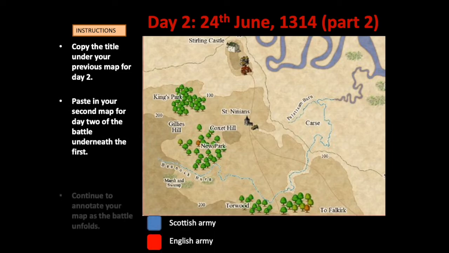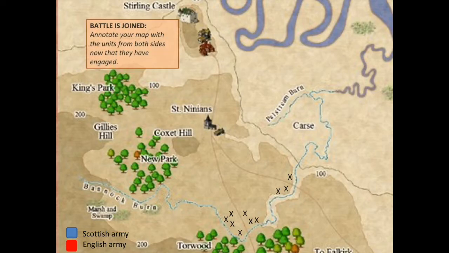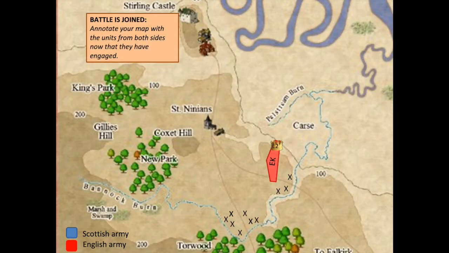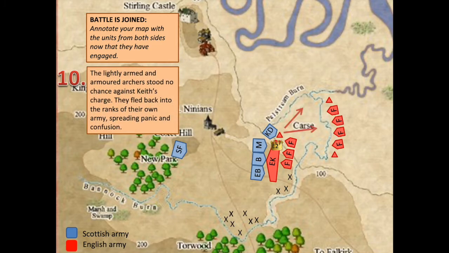So we're going to begin with the same 2 colours as we've been using before, and we are going to fill in where the formations are so far based on the events from that second map. So here we are. We see the 2 armies have engaged. The English army is largely trapped between the Pelstream Burn on its right and the Bannockburn to its left and behind it.